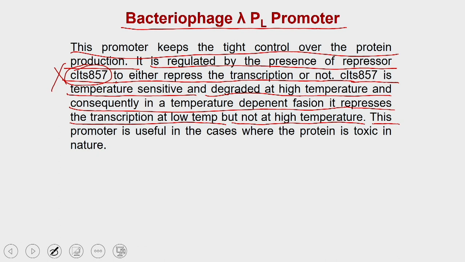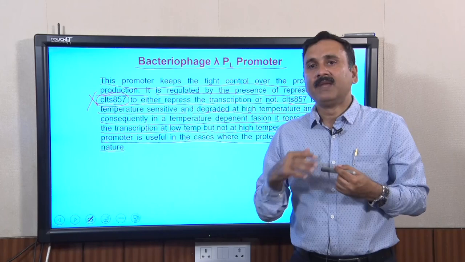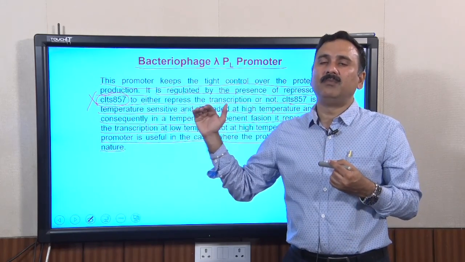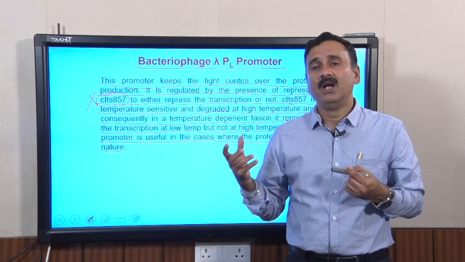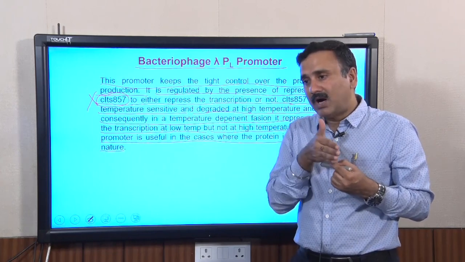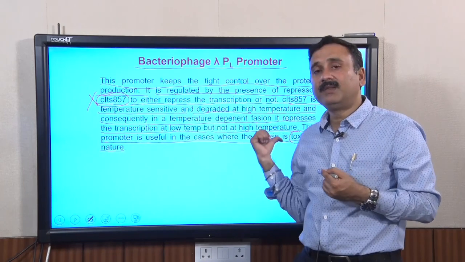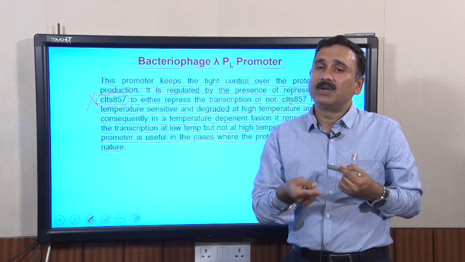This promoter is useful in cases where the protein is toxic in nature. The way this unique promoter is used is that if the protein is very toxic and you use an IPTG based inducible promoter, it is actually going to start producing the protein, because the bacteria normally contain a small amount of lactose which they take up from the media. So you are going to get protein production from the beginning itself, and because the protein is toxic, it is going to kill the bacteria.